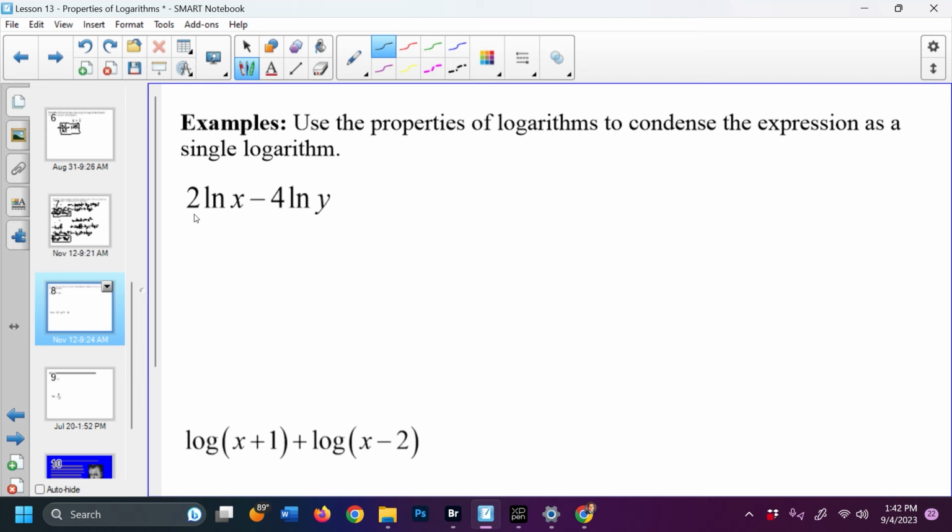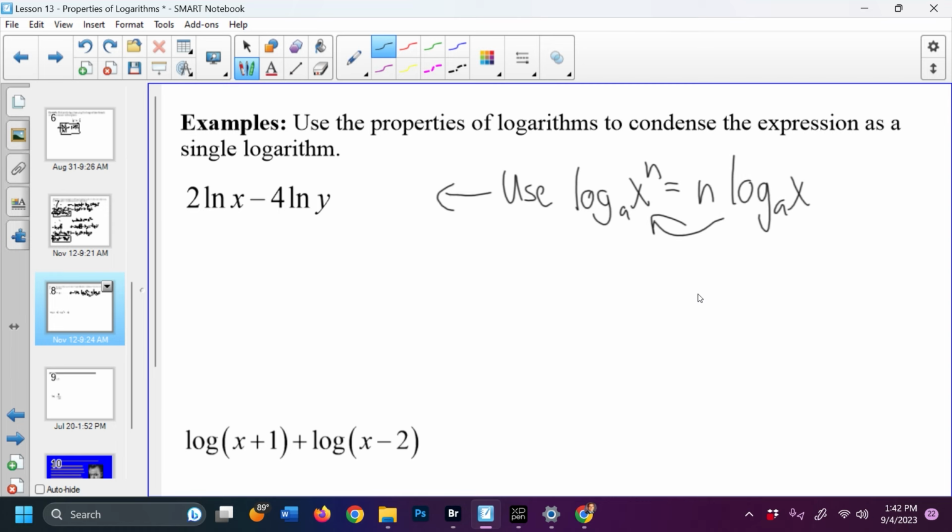So in this particular one, before I can condense the two logarithms that have a minus, I have to push my exponents back up. So here we're going to use log base a of x to the n equal to n log base a of x, except we're going to use it in reverse. We're going to go this way. And that will give me the ln of x squared minus the ln of y to the 4th. So I'm just pushing that up into an exponent, that up into an exponent.